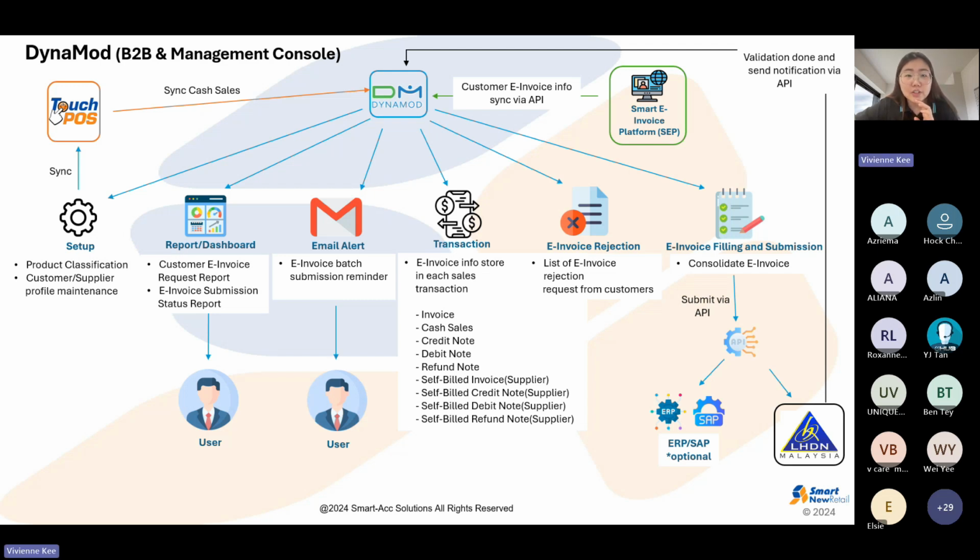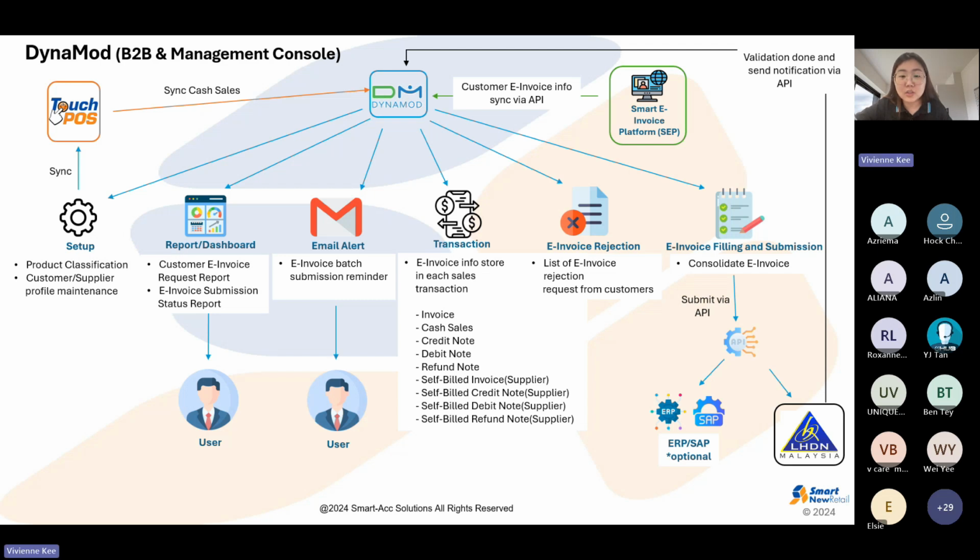Okay. The list of invoice rejection. If a customer requests a rejection, then you will see from our dashboard which invoice they have requested for rejection. Okay. So for all the e-invoice functions, we will connect to the LHDN API to do the submission.